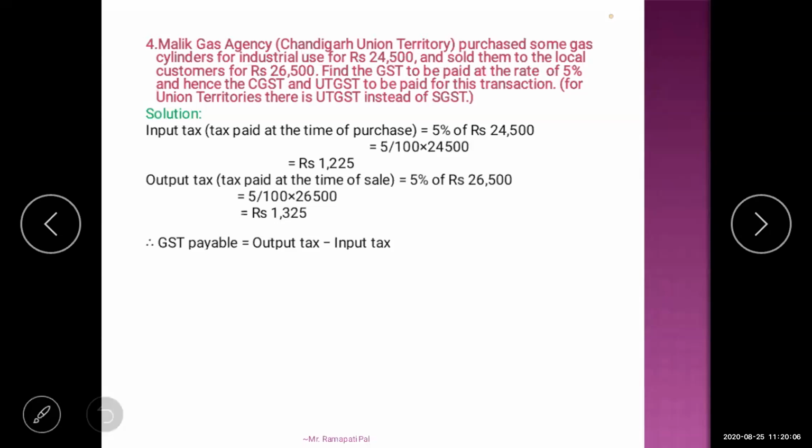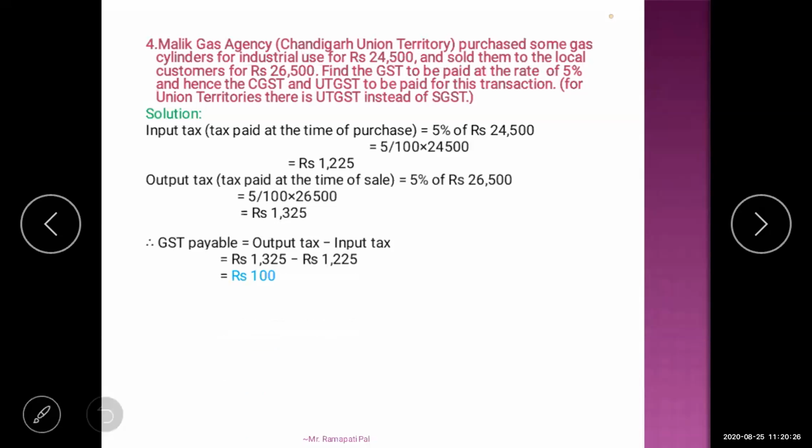GST payable is equal to output tax minus input tax. We know the output tax and we know the input tax. Substitute the values and subtract. 1,325 minus 1,225 is equal to rupees 100.